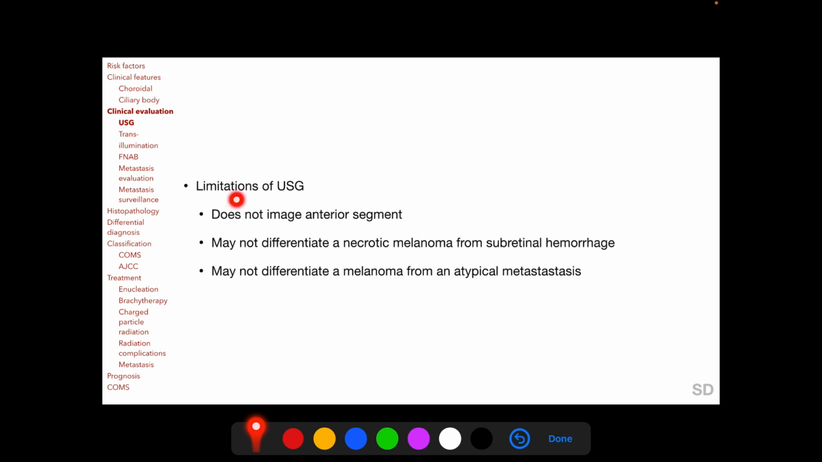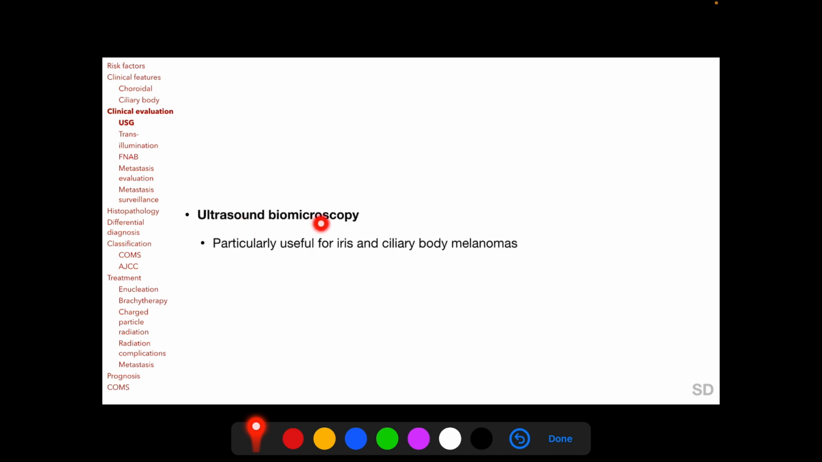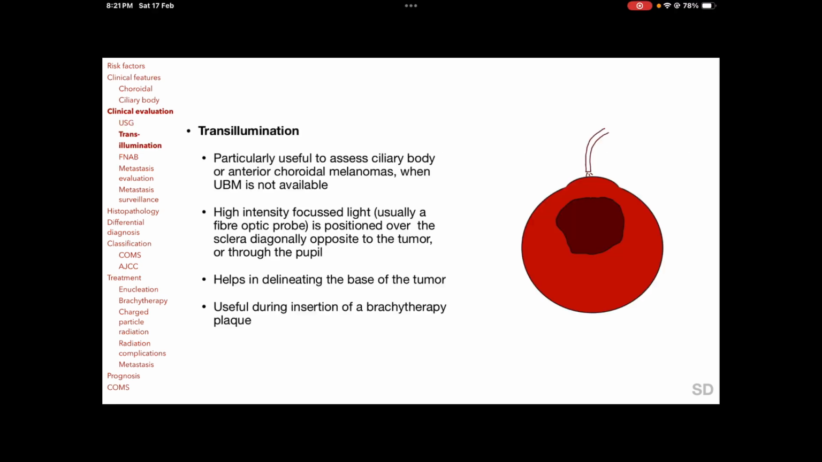Limitations of ultrasound include it does not image the anterior segment, and it may not differentiate between a necrotic melanoma and subretinal hemorrhage, and it may not differentiate between a melanoma and an atypical metastasis. Ultrasound biomicroscopy or UBM is particularly useful for tumors which primarily involve or invade the anterior segment.